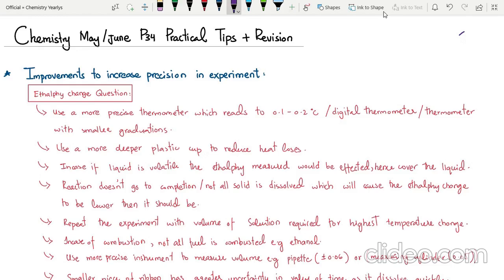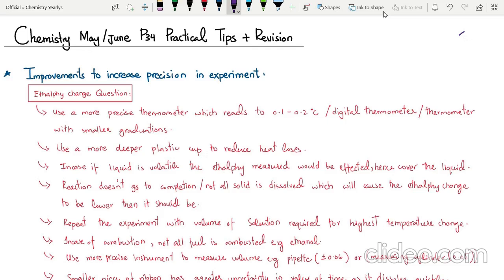So now let's begin. The first and foremost is the improvements to increase precision in your experiment. So this likely comes as the second question. For example, in your paper, it can come as an enthalpy change question, which I predict. So in case an enthalpy change question comes in, what can be the limitations in that type of question?